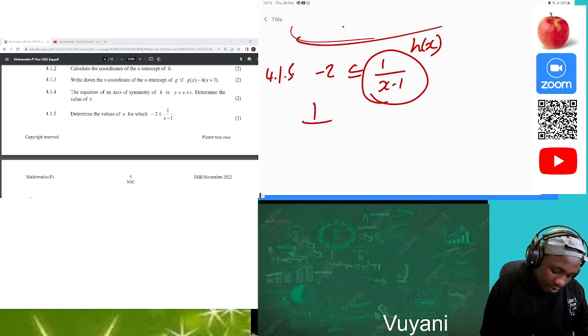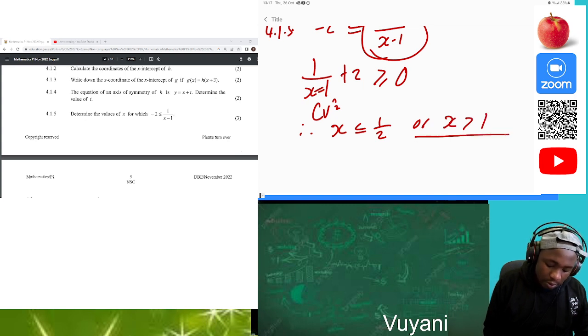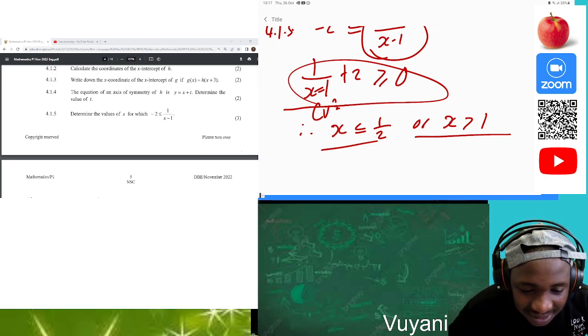So this will be 1 over x minus 1 plus 2 greater than or equal to 0. Then, looking for the critical values and doing everything, we should get our x to be less than or equal to 1 over 2, or our x should be greater than 1. So we just solve this. Then after that, we look at the function we have. Then we have the proper answers.